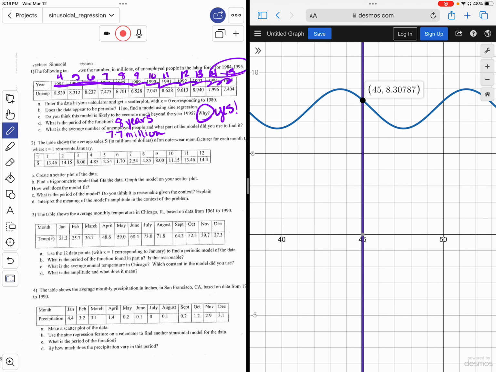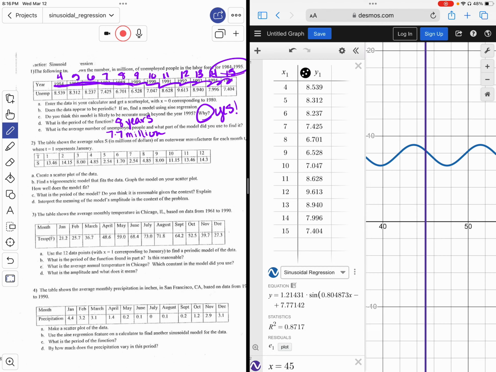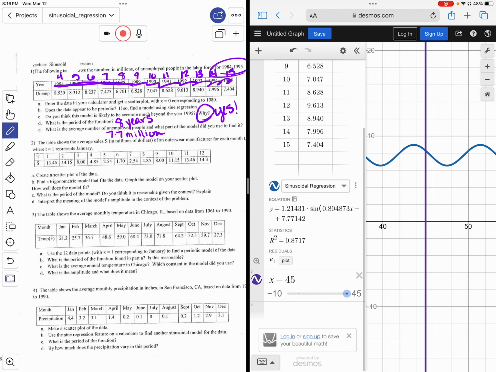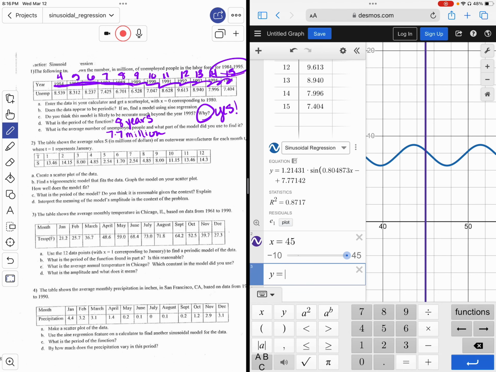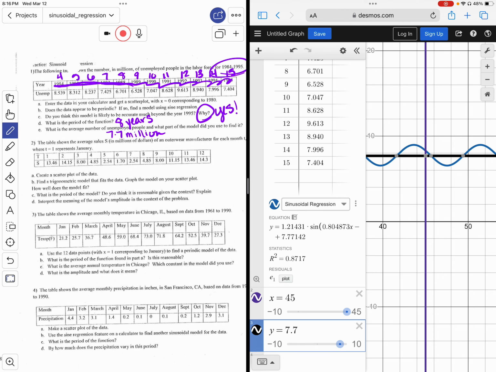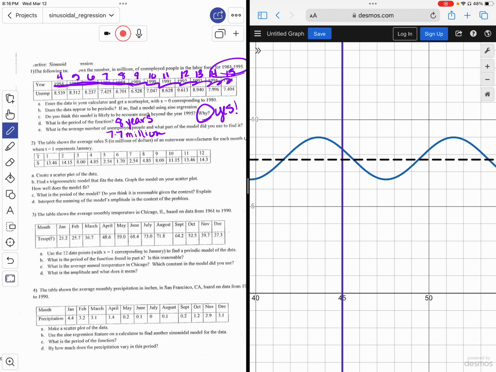2025, let's assume there's about 8.3 million unemployed individuals. I'm going to put my midline back. Here we go. Not that one, this one. Okay, so 7.7 is average, right? Whether it's a good year or a bad year. So in 2025, according to this model, there are 8.3 million unemployed individuals.